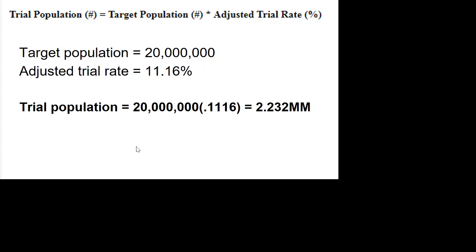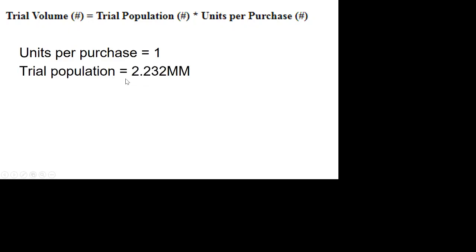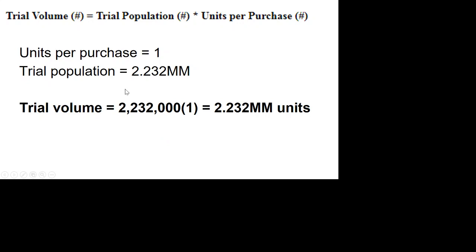Okay, now, getting there, we know the number of people who are going to purchase, estimated, okay? The next thing we need to know is, well, how many units are purchased per customer on average, okay? In this particular example, we're going to keep it simple. We're going to say the average number of units per purchase is 1, okay? So we'll take that number and multiply it by our trial population, and we're going to end up with 2.232 million units. Okay, so that's trial volume.